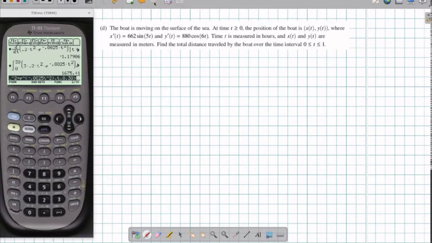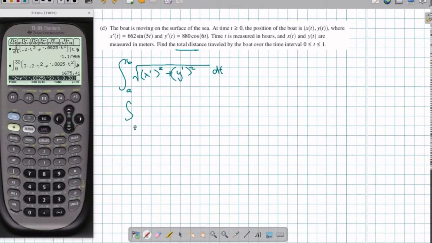On part D, it says the boat is moving on the surface of the sea at time t equals 0. The position of the boat is given by this parametric expression x of t, y of t, where x prime is given by 662 sine of 5t and y prime is given by 880 cosine 6t. Time is measured in hours, x of t and y of t are measured in meters. They're asking for the total distance, and I know that the total distance between points A and B can be written as the integral of the square root of x prime squared plus y prime squared dt.